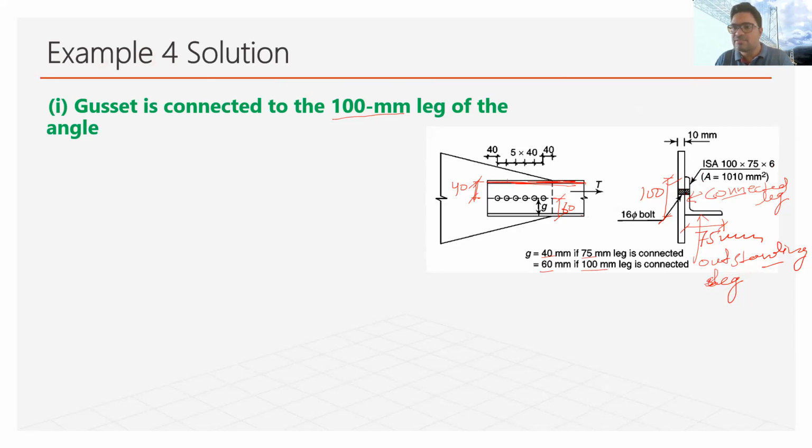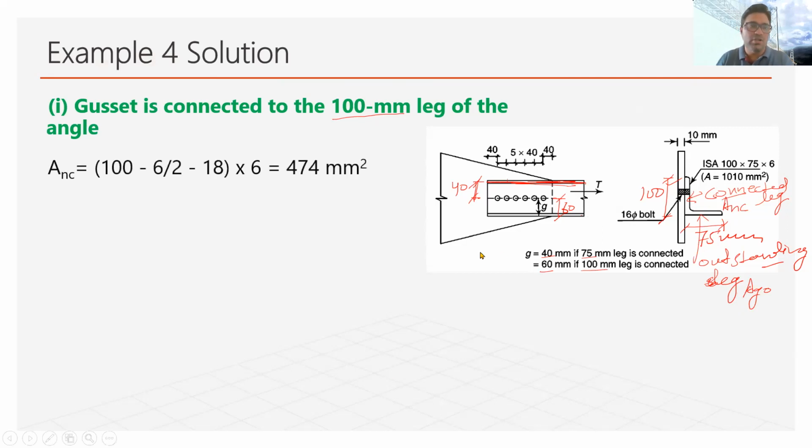So the sum of net effective area, generally we calculate separately. So the net effective area for the connected leg, we call it ANC. We express that in terms of ANC. And similarly, the gross area of the outstanding leg, we call it AGO. AG means gross area, O for outstanding, which is the leg which is not connected. So here we will first find out the ANC.